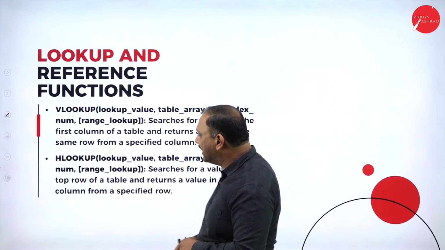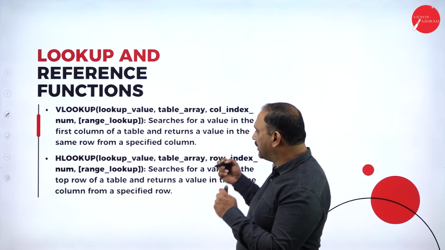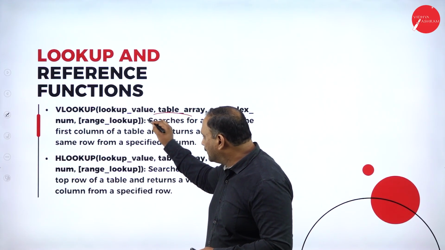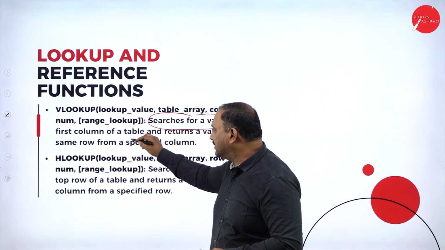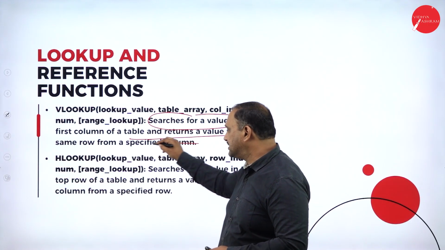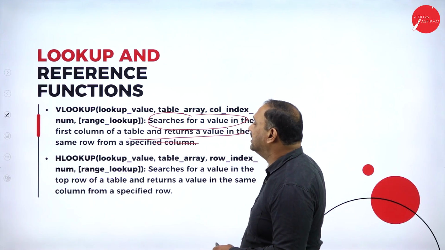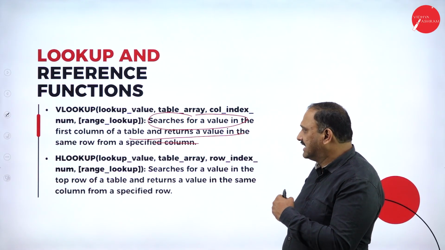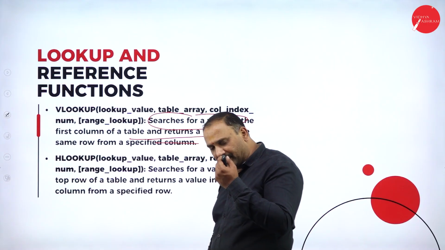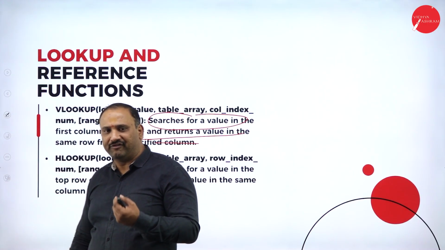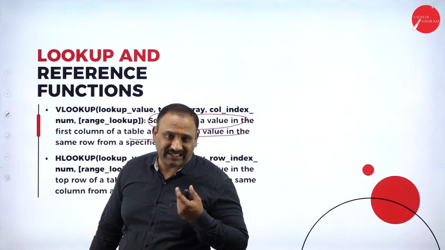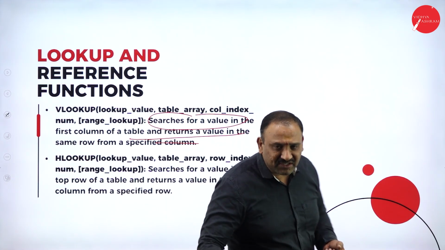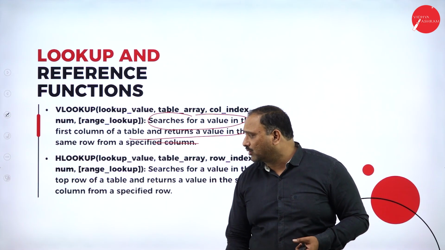What is so important about this VLOOKUP and HLOOKUP? The vertical lookup looks for a value in the first column of the table and returns the value in the same row of a specified column. So when we are looking into this lookup function, basically I want to look into the range, I want to look into the value, I want to look into the factor, as in how much has happened, how it has taken place. All these factors will start coming into this lookup value.